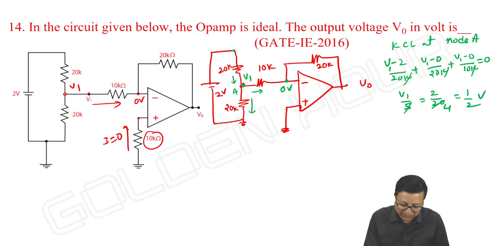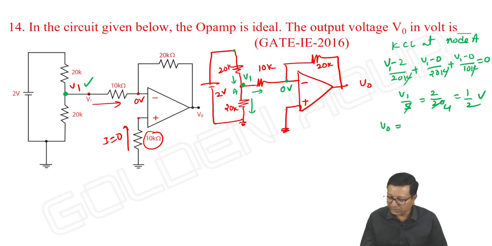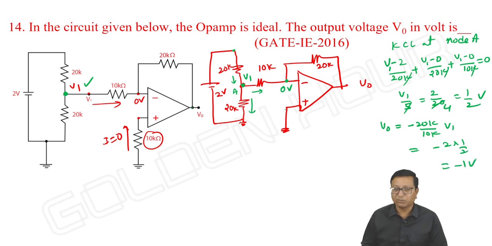Once I know this voltage V1, what is the output voltage? It's an inverting amplifier, no? So V output is equal to minus 20K by 10K into V1, which is minus 2 into 1 by 2. Answer is minus 1. Such a simple question. This 10K is not playing any role, which tries to confuse us. People generally take V1 is equal to 1 volt, but it is not 1 volt, it is 1 by 2 volts. That's how you can be trapped.